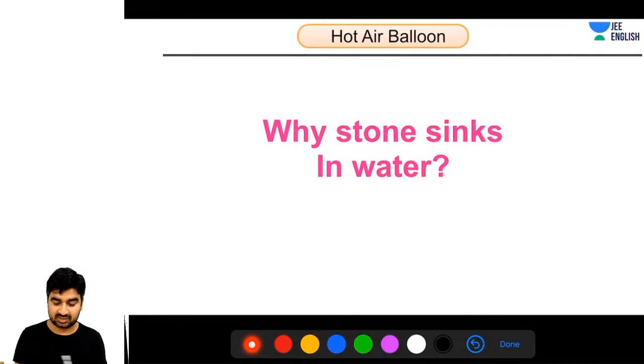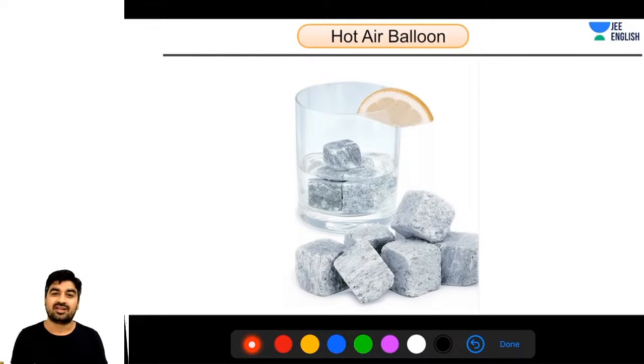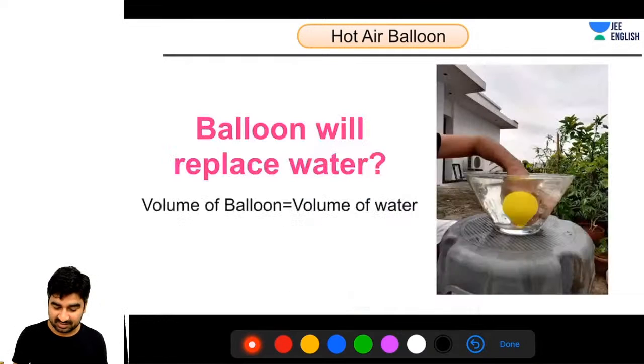And the next point is, why does a stone sink in water? If you put a stone inside the water, it sinks, right? Actually it has something related to your IIT preparation as well. Archimedes principle, you might have heard it in physics. Yes, the beauty of physics. That was Archimedes principle. I think you know that. So today I will discuss in detail what happens when you put the balloon inside the water.